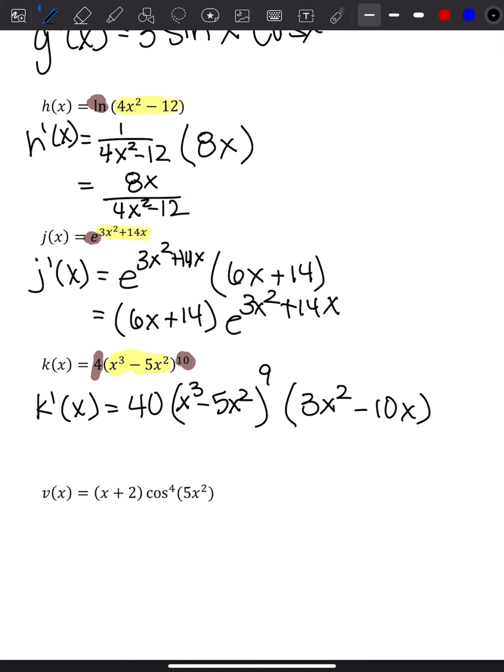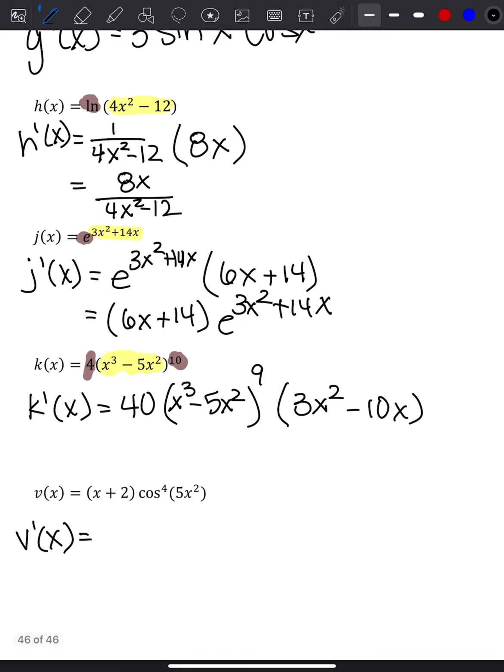Our last one here is x plus 2 times the cosine of 5x squared all to the 4th power. So we can deal with this in a couple different ways, but either way we have multiplication between an x and another thing that contains an x. So we have to use product rule. So let's start with what we need. So we do the derivative of the first part. So x plus 2's derivative would just be 1 times the original.